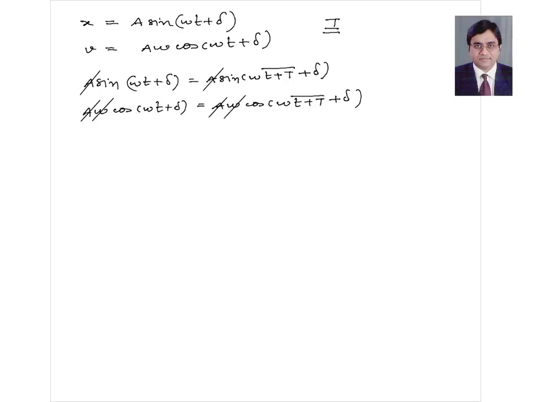Okay, this is what I was saying in different language. If sine theta is equal to sine phi, and if cos theta is equal to cos phi, if both equations are simultaneously true, then it would mean that the minimum gap between theta and phi is 2 pi. Both conditions are satisfied after 2 pi angle. This is what I was trying to say.